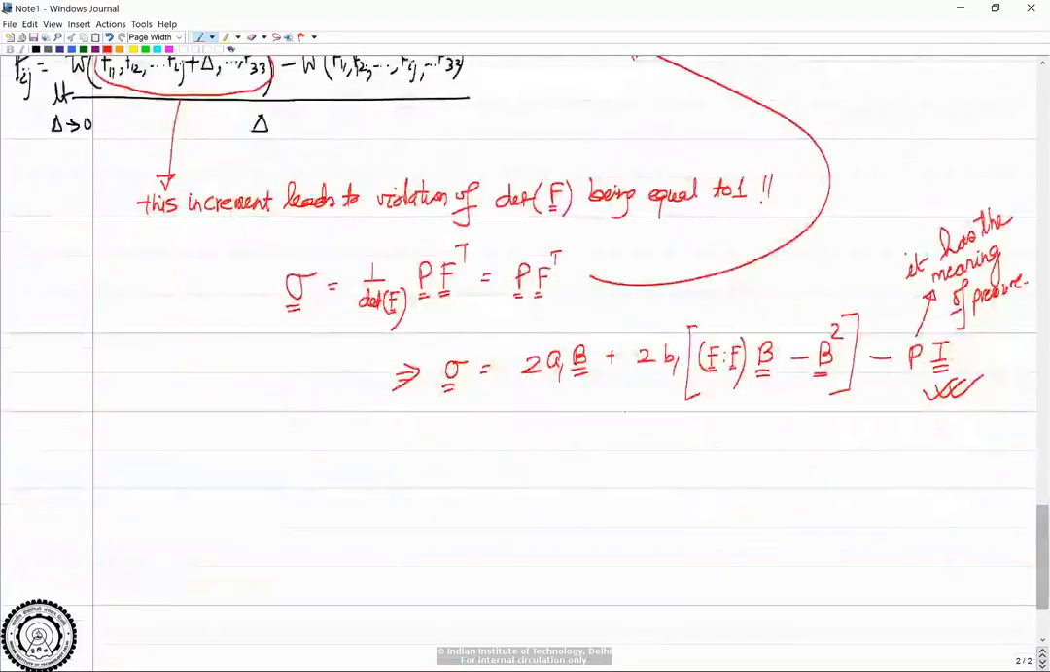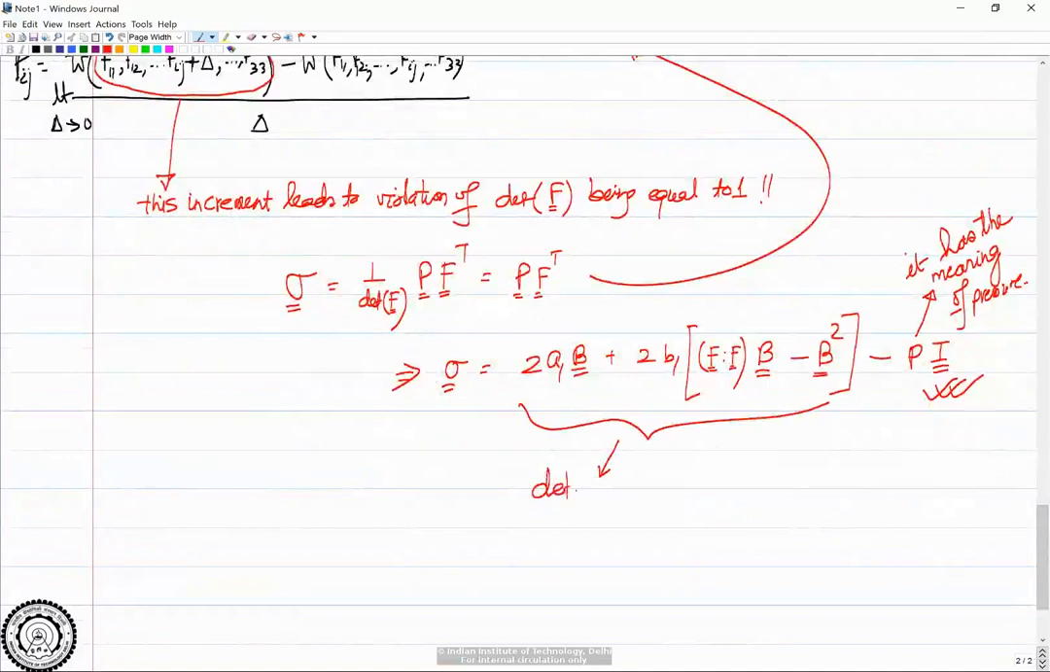And also, you can see that in this expression, this part is determined through the constitutive relation, that is through the derivative of W. However, this part, this P, is an unknown.